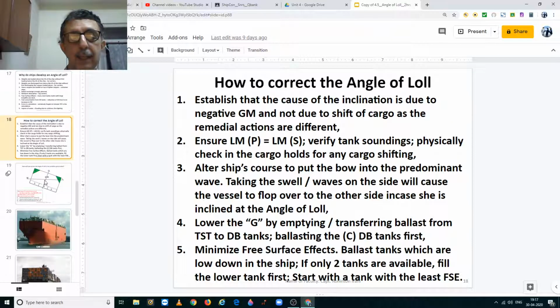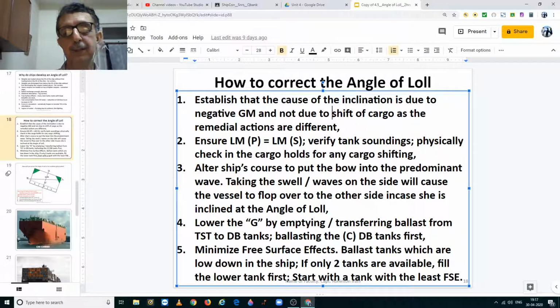Now, how would you correct an angle of loll condition? First and foremost, you have to establish that the cause of the inclination is due to negative GM and not due to shift of cargo. How would you check whether it is due to shift of cargo? At the time of departure, you have a fair idea of how the cargo was loaded on board your ship. You have to go and inspect the cargo in each and every cargo hold and see whether it is still in place exactly as it was loaded.